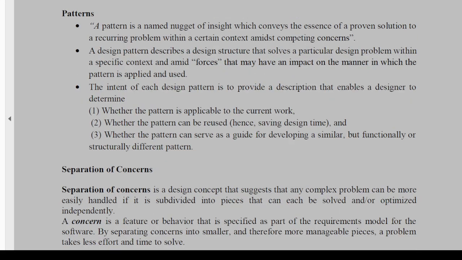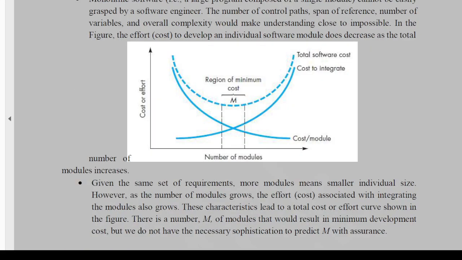Next is pattern. It's a proven solution to a problem. And separation of concern means subdividing the complex problem into small pieces, optimizing the complexity of a problem. And next is modularity. In modularity, software is divided into separately named and addressable components, sometimes called modules.